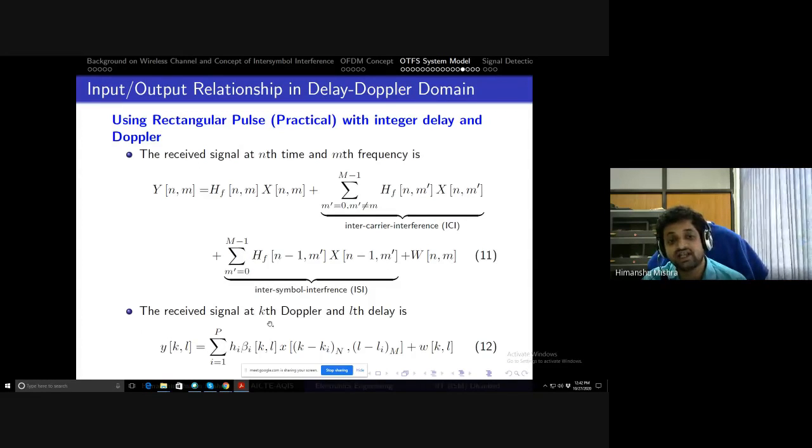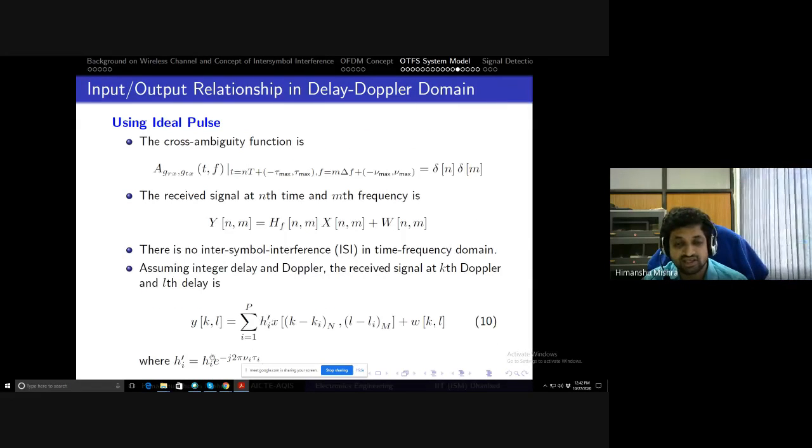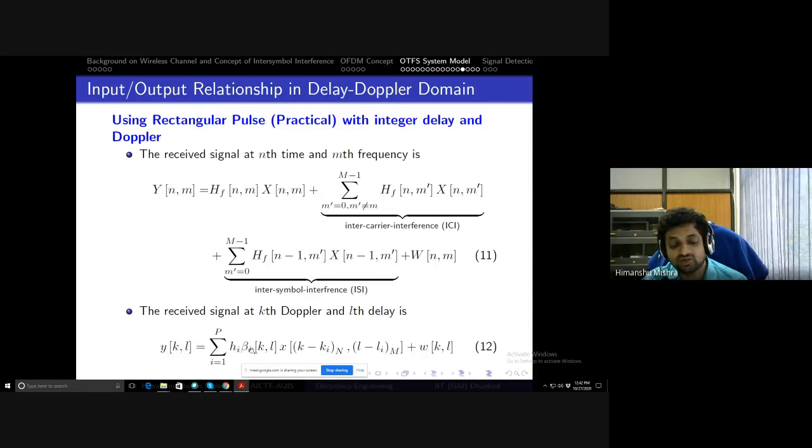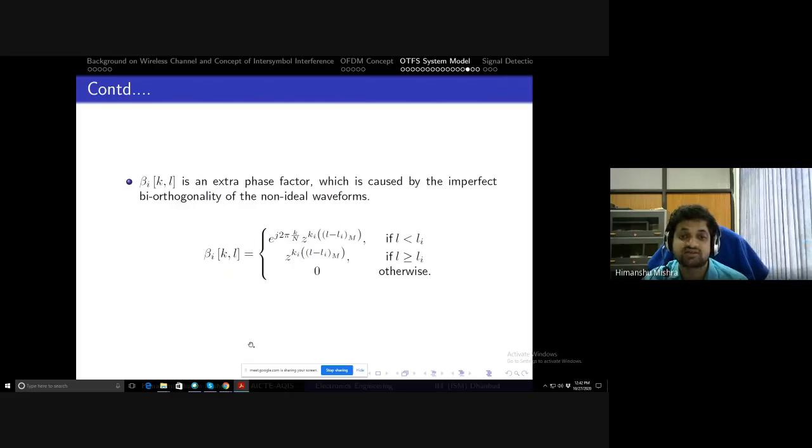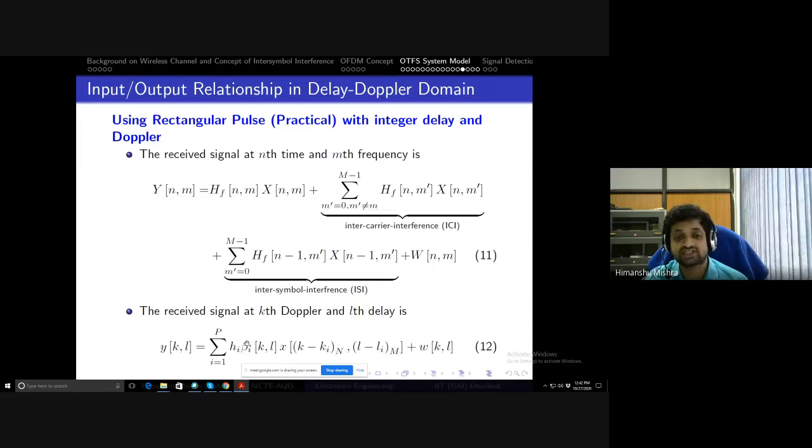And the received signal at the kth Doppler and lth delay, you can see the difference with the previous one. Here there is some extra phase factor. So what is this? This is some phase factor. This is not a big thing. This is just a phase factor, which is known at the receiver.